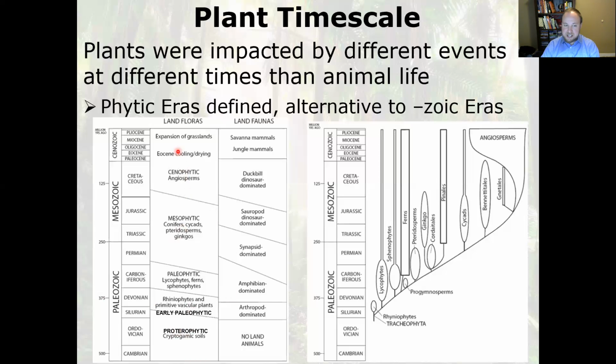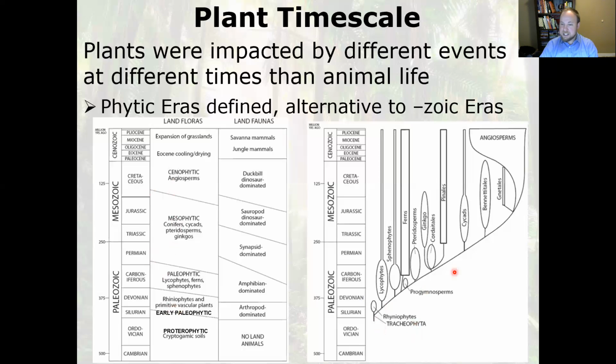And you'll notice that the land floras and the land faunas kind of change, but they don't necessarily change in sync with each other. So like the transition between the Paleophytic and the Mesophytic is in the kind of earliest Permian, as opposed to the end Permian, Great Dying. The transition between Mesophytic and Cenophytic happens a little bit after the start of the Cretaceous. So pretty interesting. And then this is just kind of a history of plant evolution.